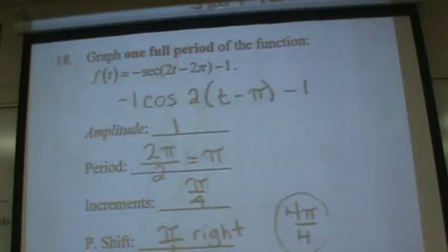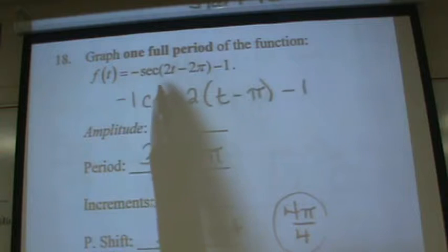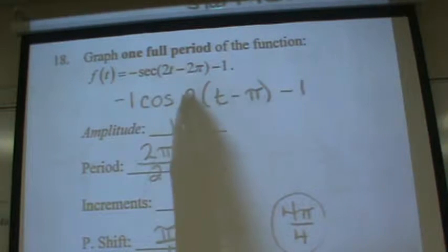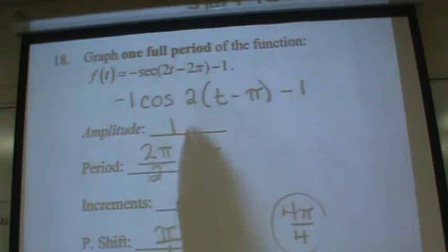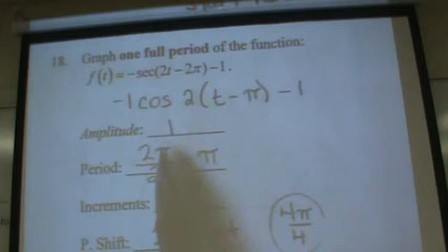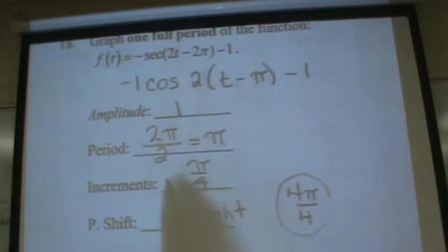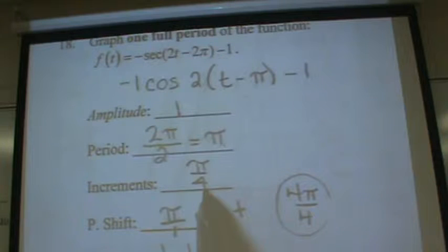Here are the last two questions on the test. You're going to graph for 18, you're going to graph the cosine graph. So you have to pull out a 2, that's your B value. Your amplitude is 1. Your period is going to be 2 pi divided by 2, which reduces to your period being pi. Your increments, you're going to cut this into 4 parts. So cut this into 4, you get pi over 4.